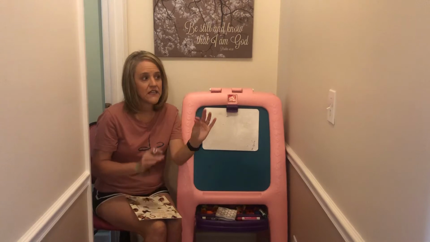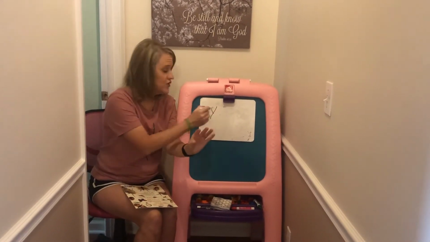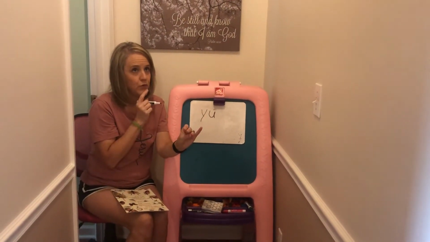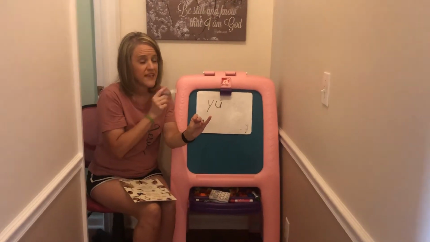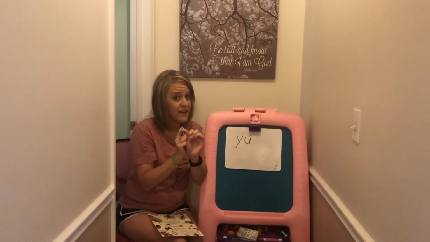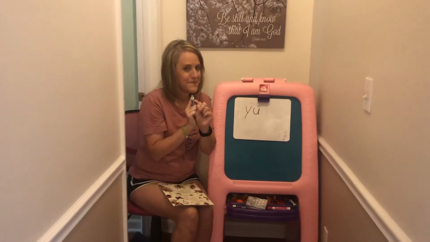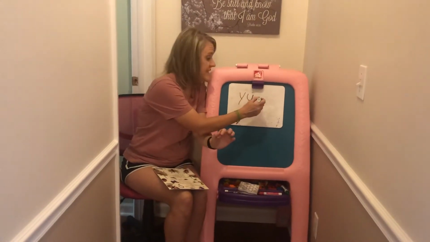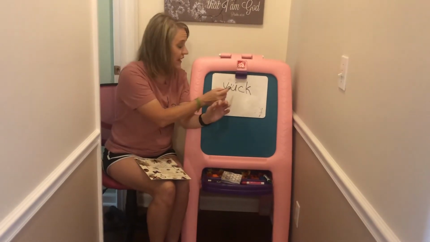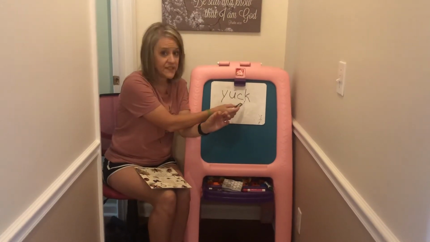Y-a-k. Y. Y-a. Short U. Y-a-k. Ooh, here's the trick. Am I going to use the C, the K, or the CK together? I'm going to give you a chance to answer that, and then I'll write it. Hopefully you chose CK together, and you remember the rule of why. When there's a short vowel in a word that ends with K, we always spell it with a CK.